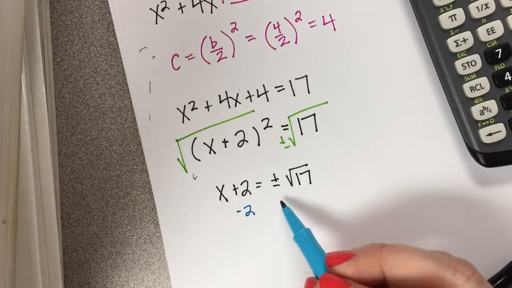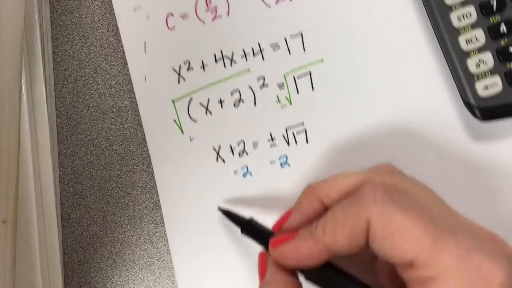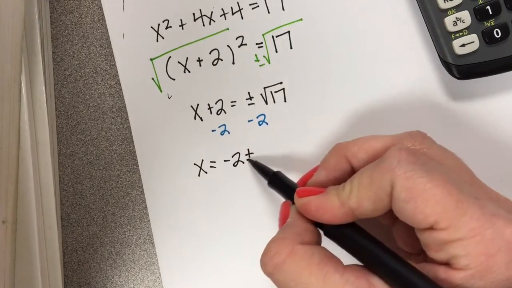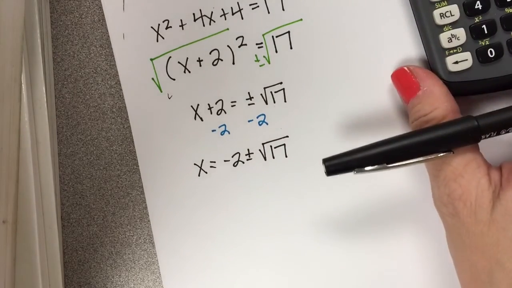So subtract 2, subtract 2. So what that leaves me with is x equals negative 2 plus or minus the square root of 17. Okay, and this is where you can use your calculator.